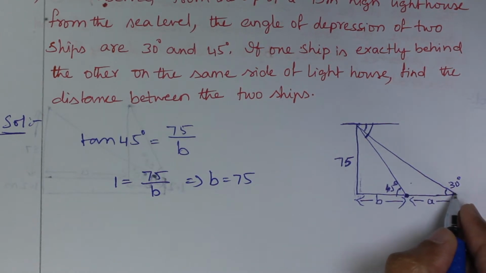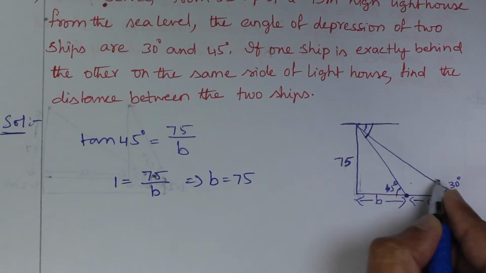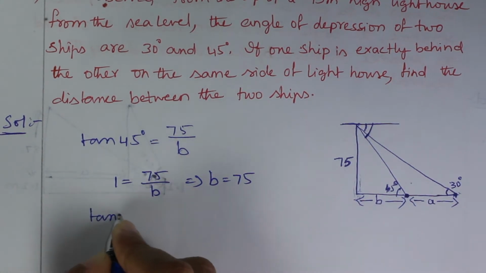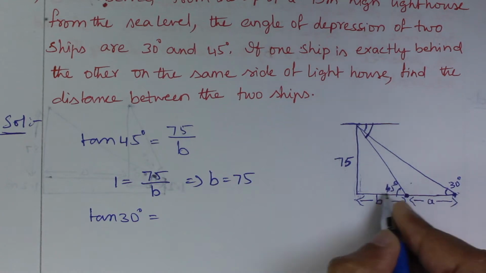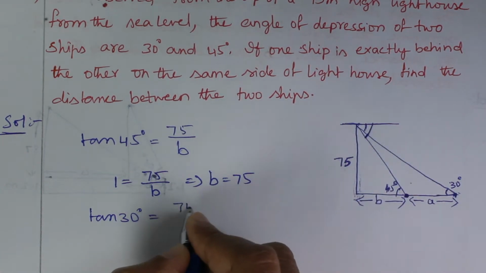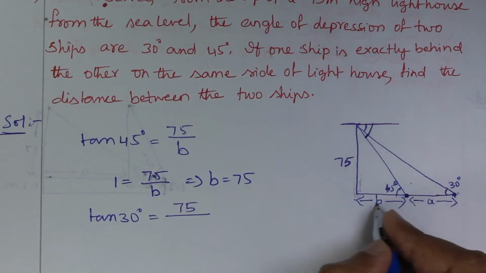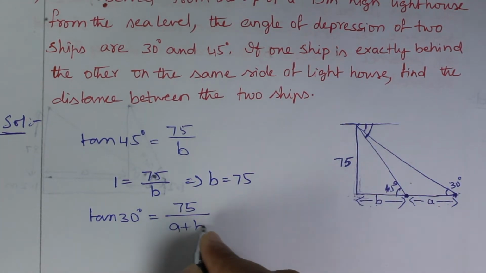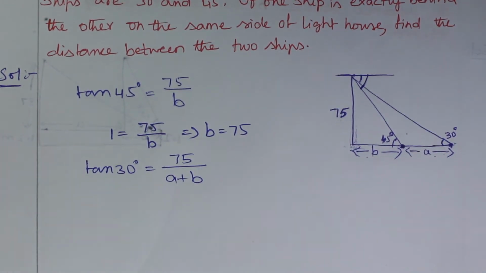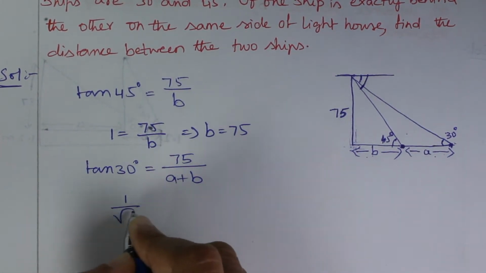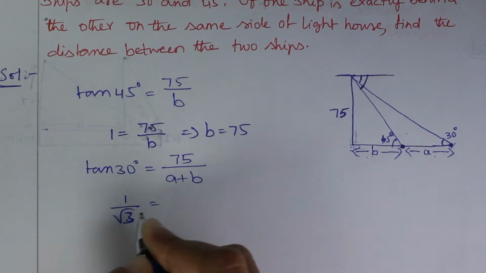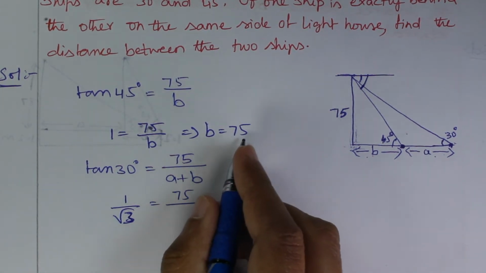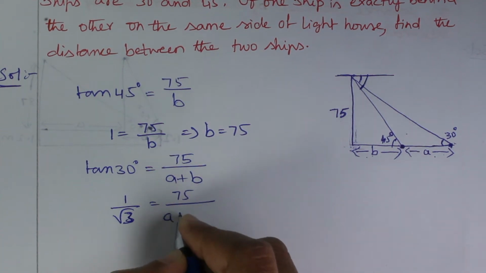Now let's take this bigger right angle triangle. Here I am calculating tan 30 degrees. Tan 30 degrees is equal to opposite side, again 75, divided by adjacent side A plus B, right? This is the adjacent side, so it becomes A plus B. What is the value of tan 30 degrees? 1 by root 3. 1 by root 3 is equal to 75 divided by, we know the B value is 75, A plus 75.